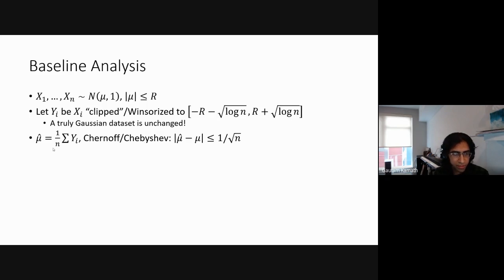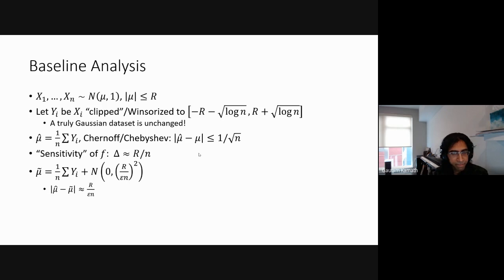So the way the analysis works isn't too tough. I'll sort of skip over it a bit, but you just take how much non-private error is there, 1 over square root n by Chernoff or Chebyshev. We say, importantly, that sensitivity now is bounded to be r over n, roughly, maybe 2r over n, maybe 2r plus 2 root log n over n, but basically 2r over n, and you can add noise proportional to this, r over epsilon n. Because the standard deviation of the noise is that large, that implies that the error that you get is r over epsilon n as well, and therefore the overall error you get is the non-private error plus the private error.